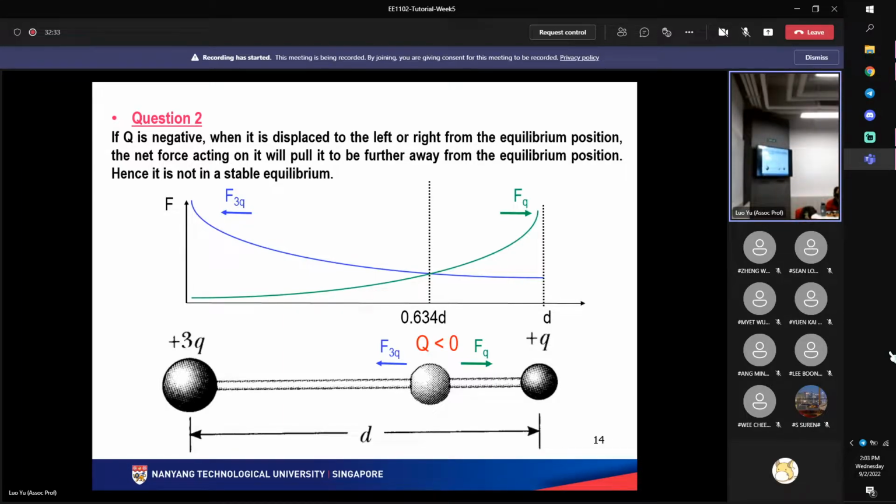So you can also assume this particle shifts a little bit to the left. Now to the left, F3Q is larger than FQ, so the net force should be on the left. The particle has shifted to the left, and the force tries to push the particle further to the left, not back to the equilibrium. This is also unstable equilibrium. So no matter whether the particle shifts to the left or to the right, it is unstable. So you should comment that this is an unstable equilibrium.